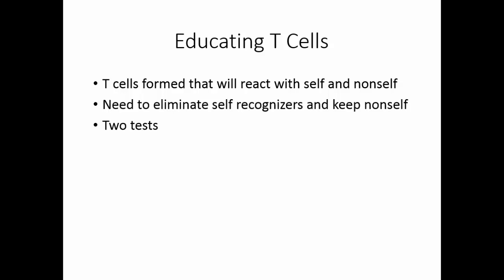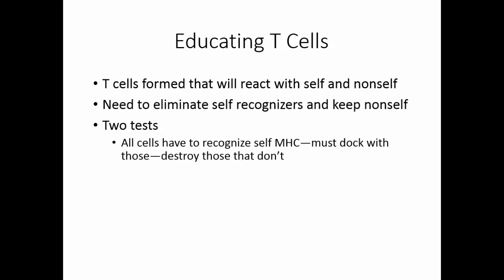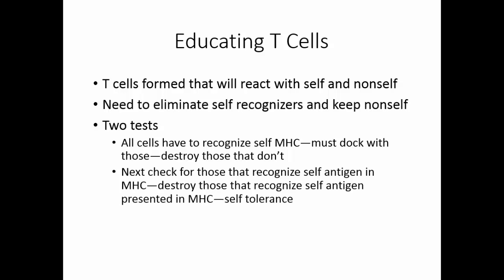They have to go through 2 tests. Because the T cells have to recognize MHC proteins, we want to make sure that all of the T cells recognize self-MHCs. So we have them dock up, and if they don't dock with a self-MHC, we get rid of them. We next have to check for those that recognize self-antigens in that MHC. When there are self-antigens in the MHC, if the T cell recognizes it, we want to destroy those. That is what provides us with what's known as self-tolerance. We learn to tolerate all of our proteins.